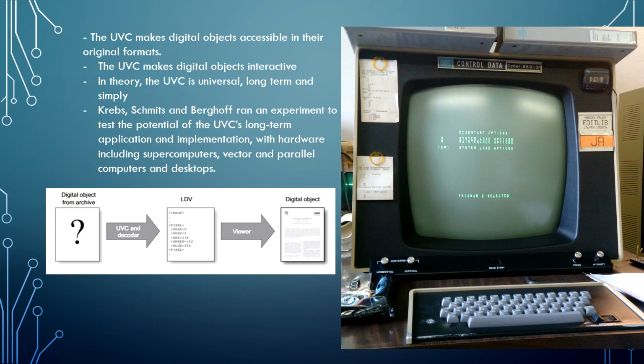Krebs, Schmitz, and Borghoff ran an experiment to test the potential of the UVC's long-term application and implementation, with hardware including supercomputers, vectors, and parallel computers and desktops. They proposed a singular standard of representation numbers which reduced the probability of implementation errors and improved the execution speed.